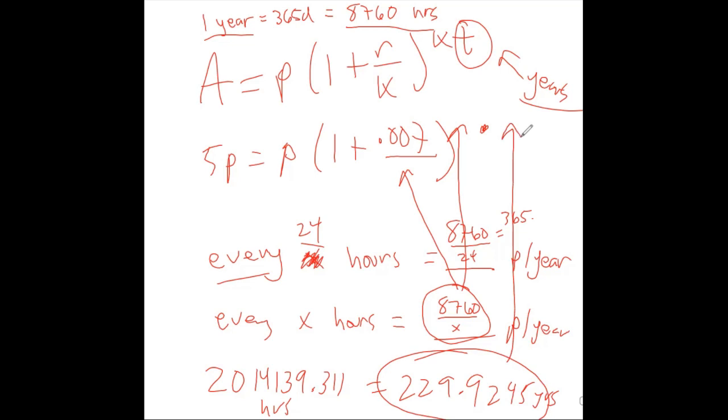So what I want to do now is write down the equation that we're supposed to solve. And let me switch colors. Let's go green. And we can agree to piece cancel. So we have 5 equals 1 plus 0.007 over 8760 over X to the power of 8760 over X times 229.9245.